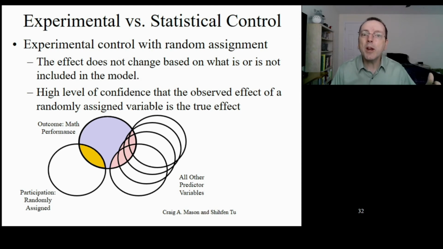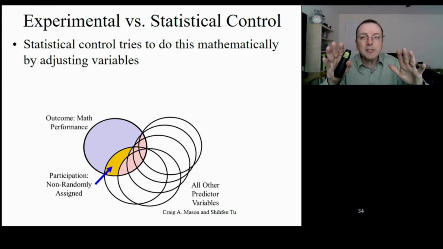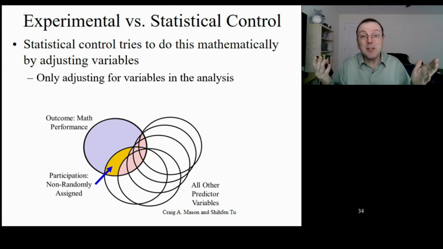Because I don't need to worry about how it may overlap with other variables, I have a great deal of confidence that the effect I see for randomly assigned variables is the true effect for that variable. And that's a huge distinction between experimental control and statistical control. Statistical control tries to do this mathematically by adjusting variables, but it only adjusts for those variables in my analysis. If my analysis is missing a key variable that would change the results, well, that's a problem.